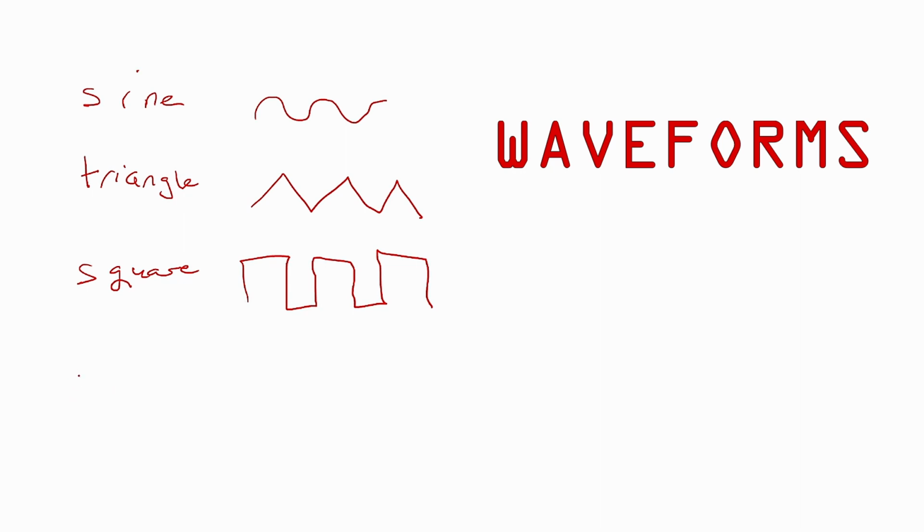And the last one is called sawtooth. It looks like this. It's basically a wave that is a combination of triangle and square. You have one line like this and then one like this. Okay, so that is our typical waveforms.